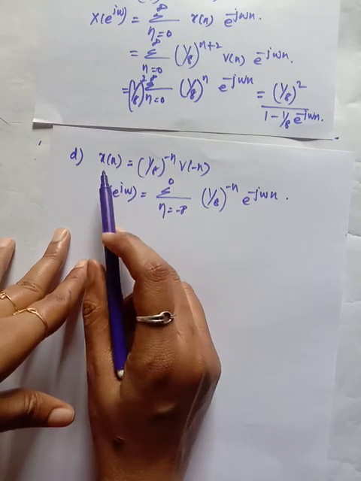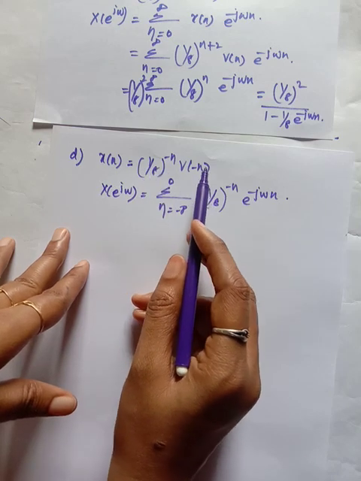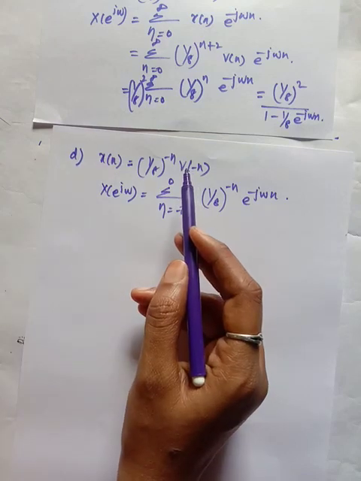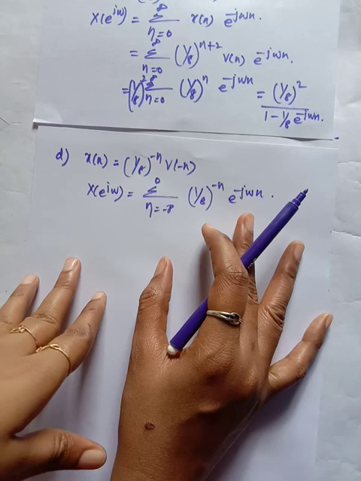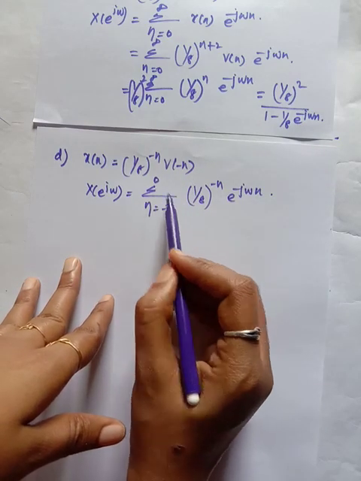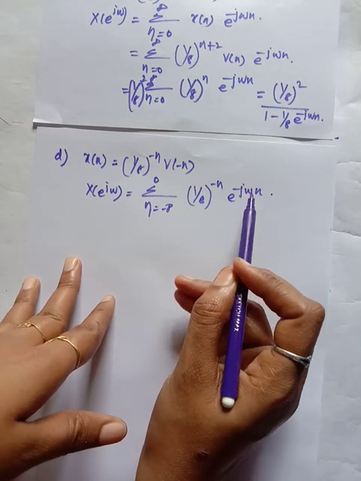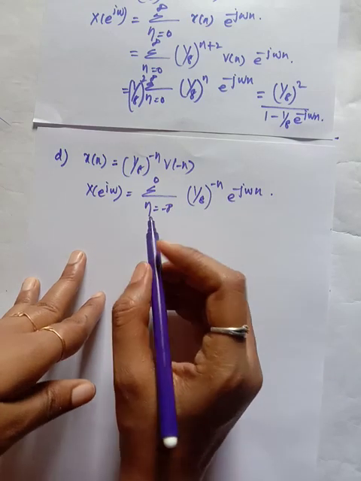Similarly, here is another problem: x of n is equal to (1/8) to the power minus n, u of minus n. So here it is given as u of minus n, that is, we have a reversal. What we are going to do is consider the range from minus infinity to 0 because it is a reversal, with (1/8) to the power minus n, e to the power minus j omega n. Instead of u of minus n, I have substituted 1.